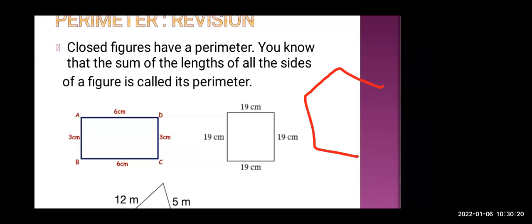If it is complete, अगर वो पूरा complete होता, packed होता, पूरा चारों साइड से close होता, so that only we will calculate the perimeter of a particular figure. Clear? So if the figure is not closed, we are not able to calculate the perimeter of that particular figure. But if the figure is closed, that time only we are going to calculate the perimeter of a particular figure. Okay, clear, understood? See the difference.